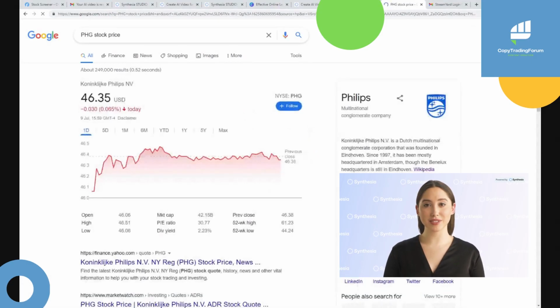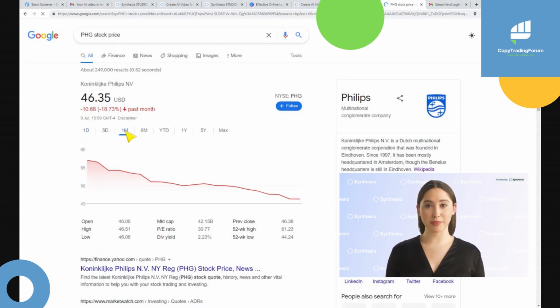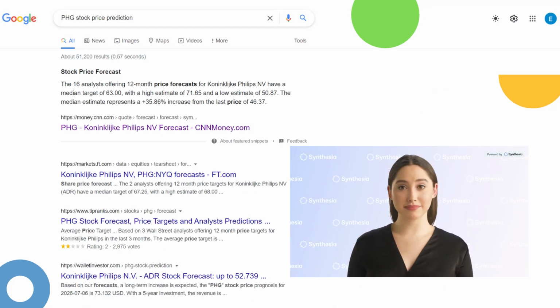Next, we type into Google PHG stock price to check there was at least 10% of price drop in the last 1 month. Drag the cursor from the high to low price. Last month, this stock has dropped 18.73%. Now search Google for PHG stock price prediction to check the analyst's stock price prediction and rating. Money.cnn.com is usually the first listed and our preferred website. Let's go to the website.